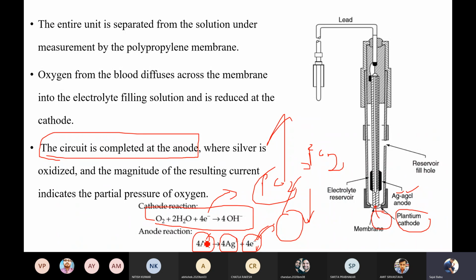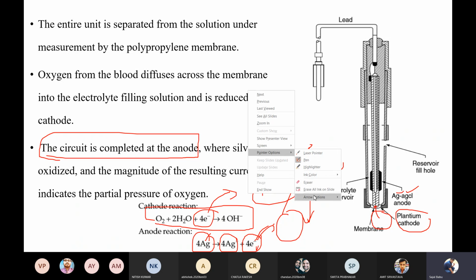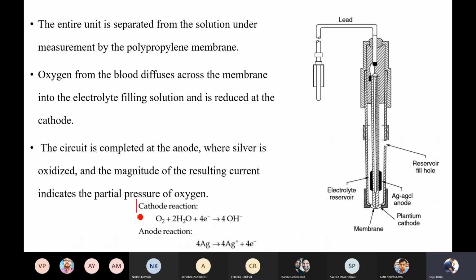So this is happening there. At the cathode, electrons are emitted, and at the anode also electrons are emitted, and these electrons represent the PO2. Let me explain this, or you may get confused here. What happens at the cathode? You know that the oxygen from the blood diffuses through the membrane and reaches the cathode. At the cathode, the oxygen plus 2H2O plus 4 electrons will gather and form 4 OH minus, because the cathode you have here is a platinum cathode, right? So 4 electrons get added here, and this happens because of the oxygen that entered from the blood.